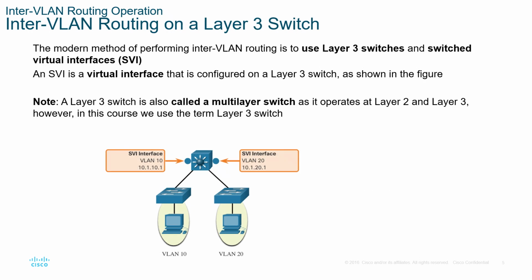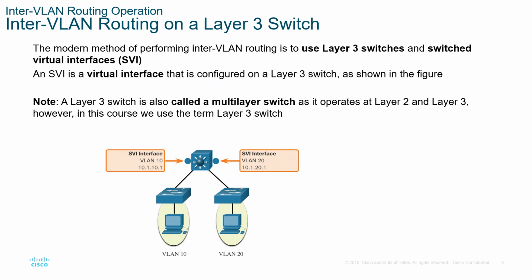So here is your concept of inter-VLAN routing on a layer 3 switch. This is the most robust. It is the one that is used today. It is the modern method of performing inter-VLAN routing. We use layer 3 switches and switched virtual interfaces.